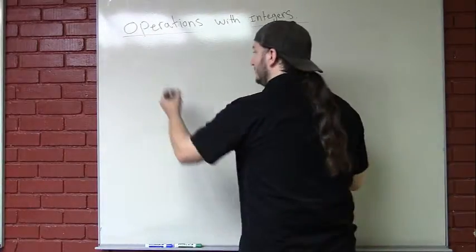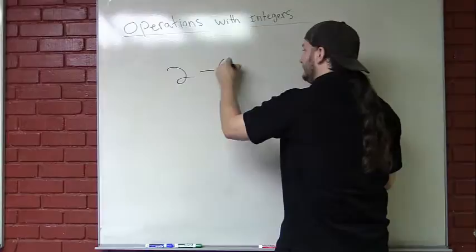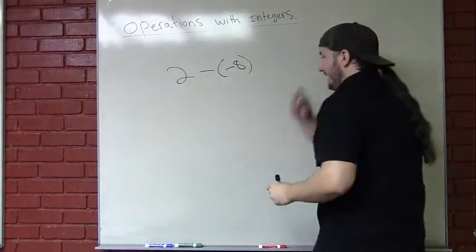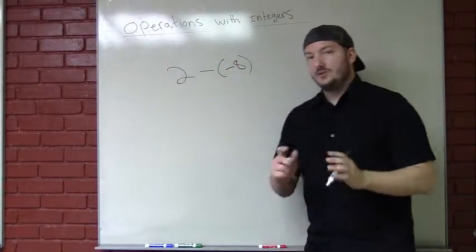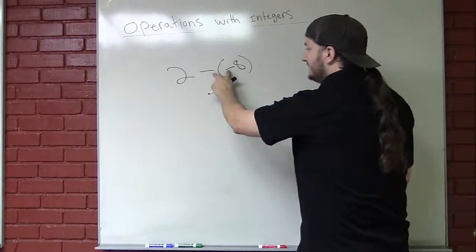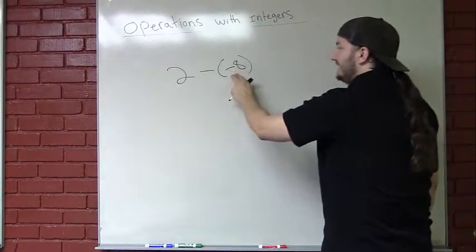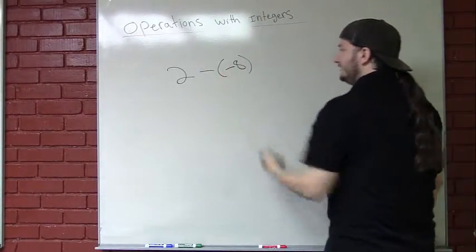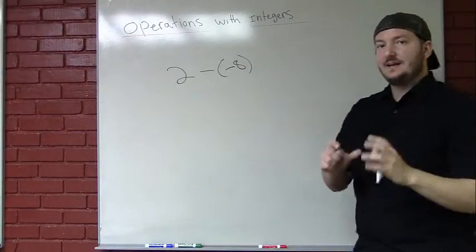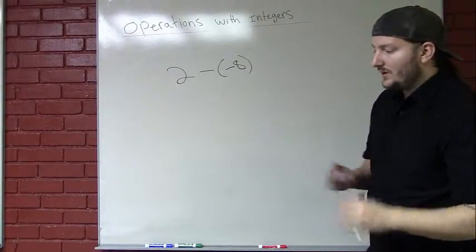All right. So we got 2 minus a -8. Now this guy's kind of cool, and you'll see why. You guys will like this one because this is what's considered here as multiplication. It's a negative times a negative. So whenever you see something like this, a negative times a negative is a positive. Okay, and don't worry, we're gonna go over that soon.